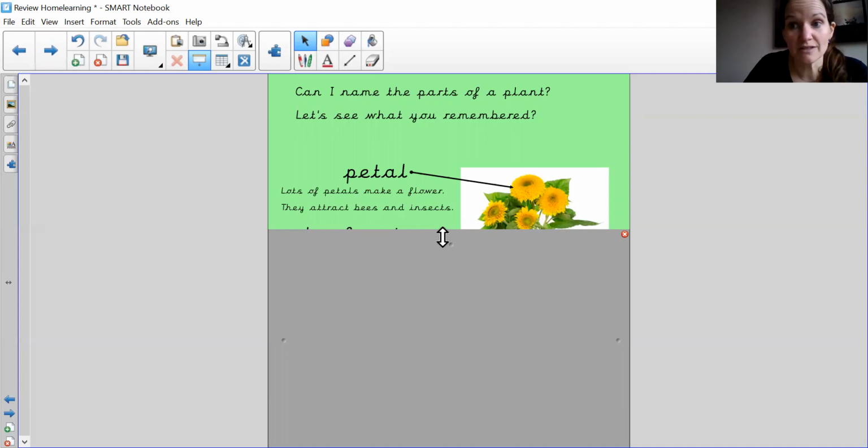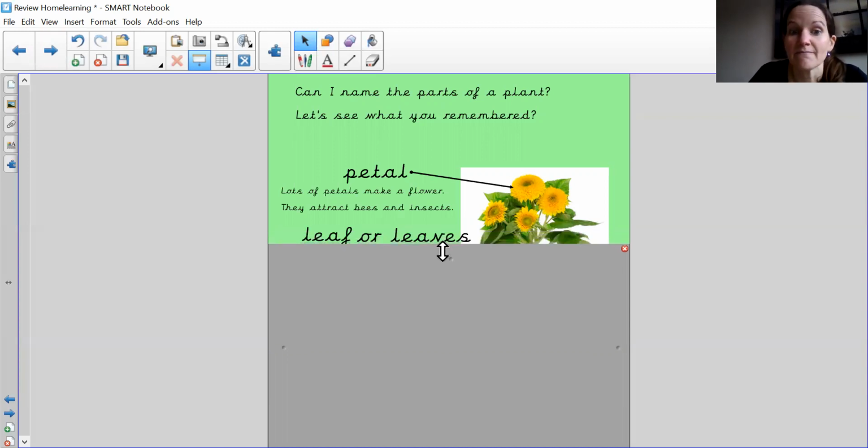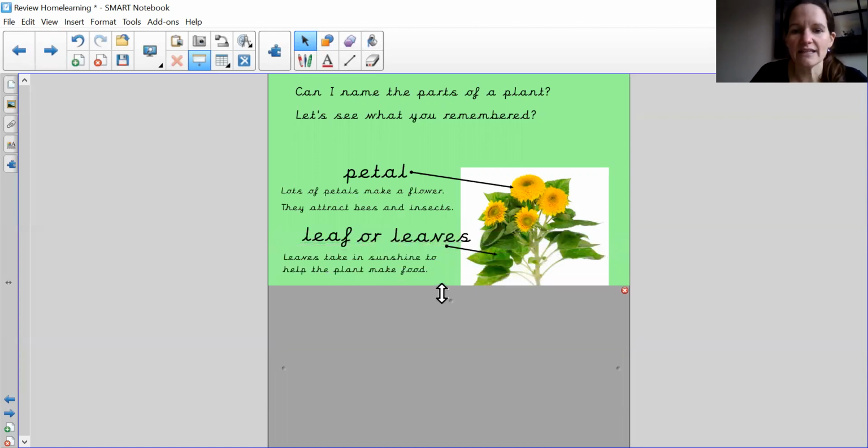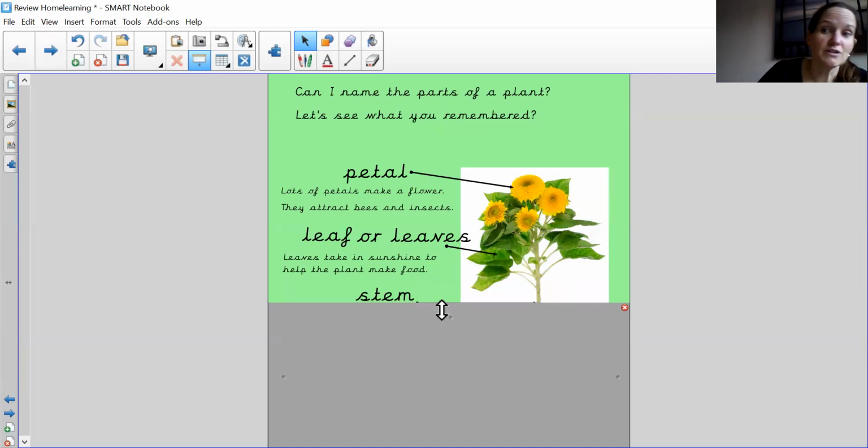What's the next part of our flower? Maybe the leaves? What do the leaves do? Do you remember what the leaves do on our flower? Well done. If you said, yeah, the leaves take in the sunshine to help make food for the plant. And what's the long thing down the middle of our flower? Well done. It's the stem. What does the stem do? Do you remember?